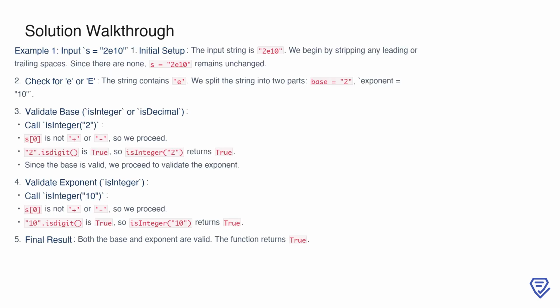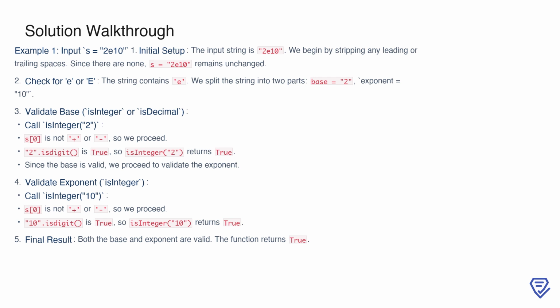Here, we begin by examining the input string 2e10. First, we strip any leading or trailing spaces, but since there are none, the string remains unchanged. Next, we check for the presence of the character e or E, which indicates scientific notation. In this case, the string contains e, so we split it into two parts, the base, which is 2, and the exponent, which is 10.